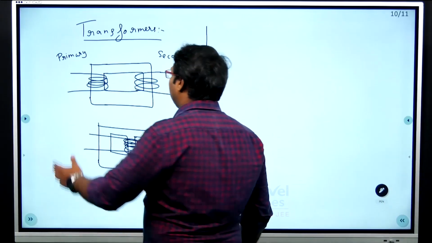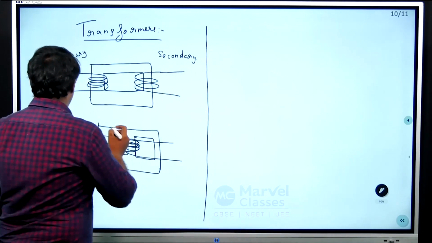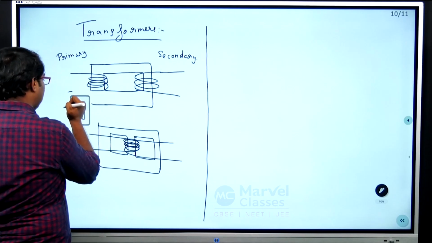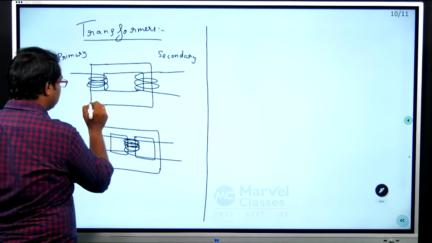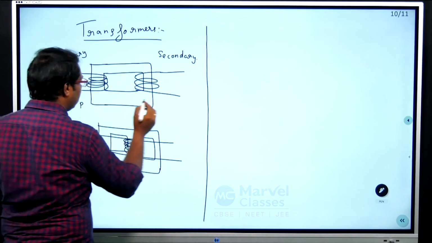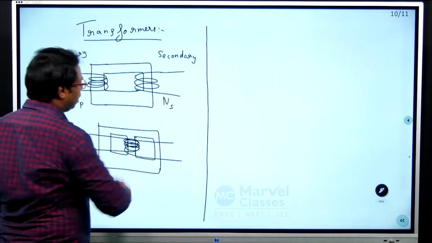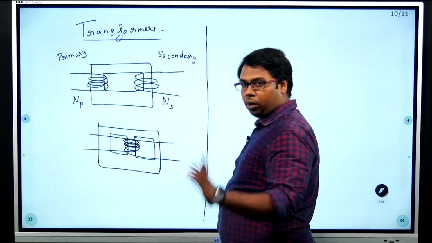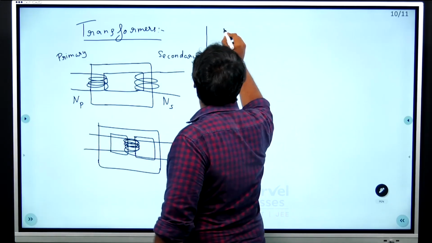There are going to be n turns in the primary side, and there are going to be n turns in the secondary side. What we are going to talk about is the ideal case.